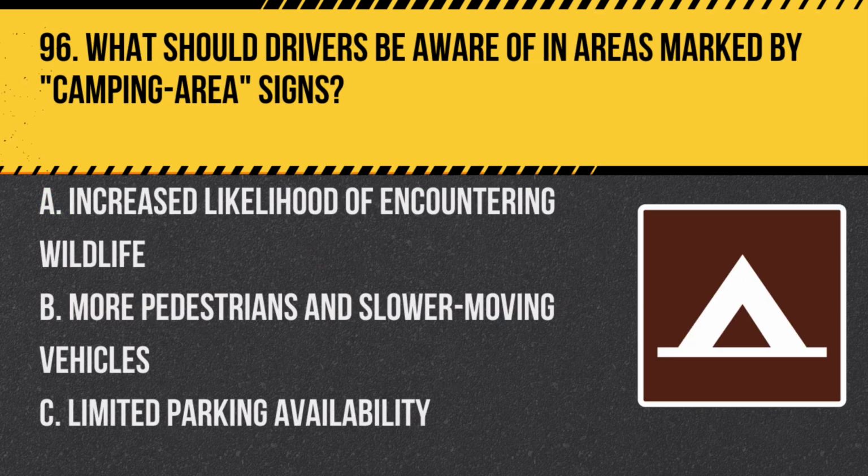Question 96. What should drivers be aware of in areas marked by camping area signs? A. Increased likelihood of encountering wildlife. B. More pedestrians and slower moving vehicles. C. Limited parking availability. Answer: B. More pedestrians and slower moving vehicles. Expect higher foot traffic and recreational vehicles near camping areas.